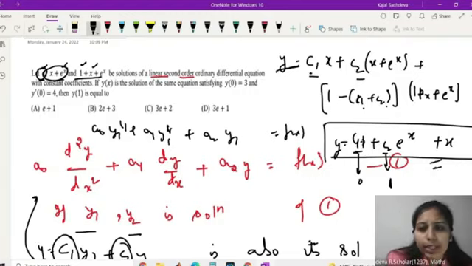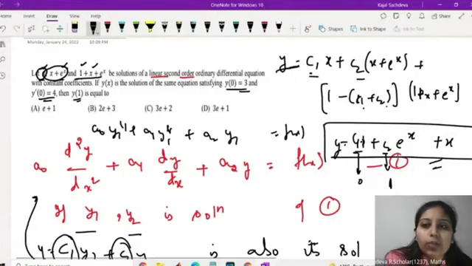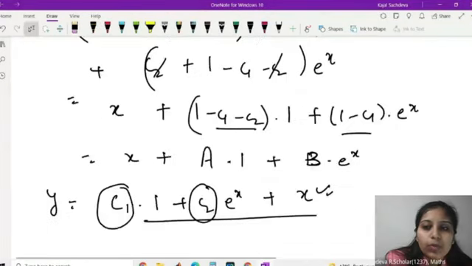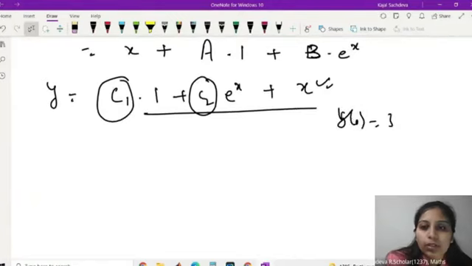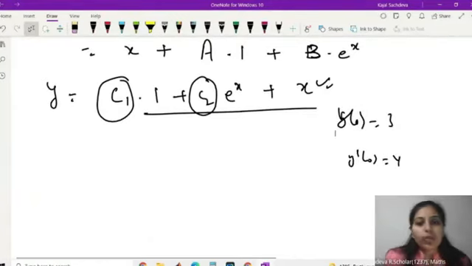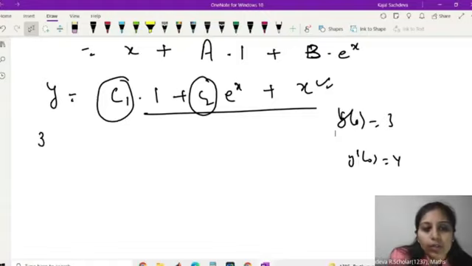So this solution we get, and now we just put in the conditions so that we get the values of C1 and C2. We get y(x) here. Just apply the conditions y(0) equal to 3 and y'(0) equal to 4. So when we put y(0) equal to 3, we put 0 for x, then C2 e^0 will become C2. So we get C1 plus C2 equal to 3.